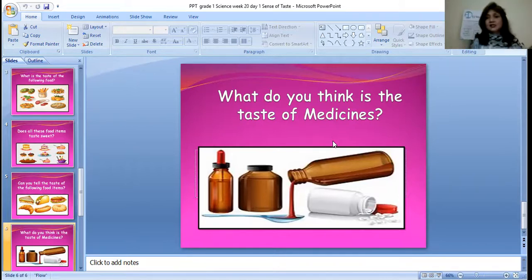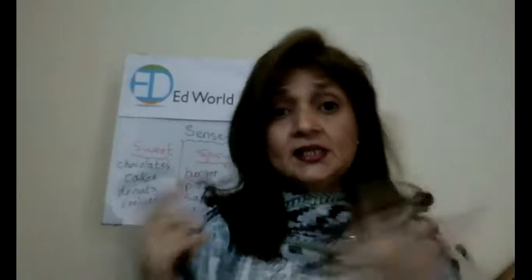So basically, medicines are bitter. But sometimes, some medicines might be sweet also, right? Like a few of the cough syrups, they are sweet. They don't taste bitter. Not all the medicines taste bitter. Do you understand, class? Yes? Okay, that's great.